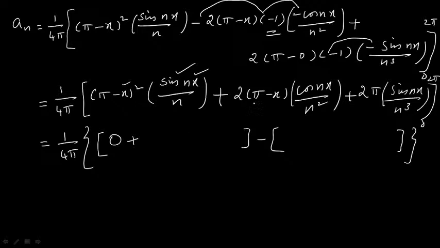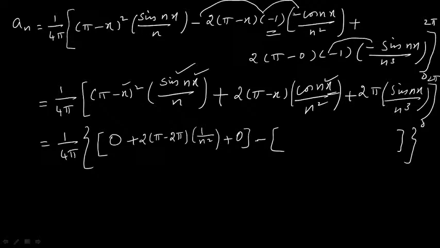Coming to the second term, replace x by 2 pi: twice pi minus 2 pi. Cos 2n pi value is nothing but plus 1. So you have here 1 by n square, plus, because if you replace x by 2 pi, you know the value of cos 2n pi, that is plus 1. Coming to the third term, sine 2n pi. You know the value of sine 2n pi, that is 0. So the entire term becomes 0.